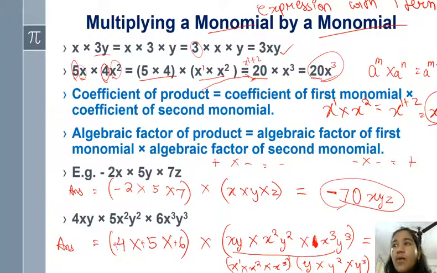And for y the base remains the same, and here the power is 1. If the factor doesn't have any power, then it's 1, obviously, not 0, because we have seen that a to the power 0 is equal to 1. So we cannot take the power 0, we have to take the power 1. So 1 plus 2 is 3, 3 plus 3 is 6. So x to the power 6, y to the power 6. We have come up with our answer, that is 120 x to the power 6 y to the power 6. So we learned multiplying a monomial by a monomial.